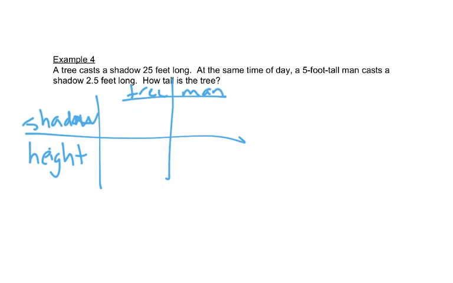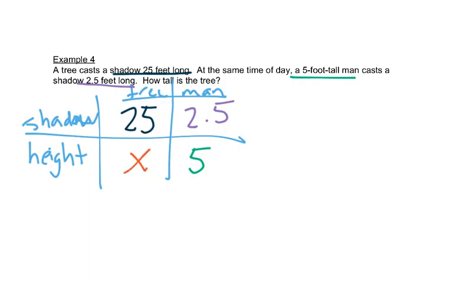So the first part tells us the tree casts a shadow of 25 feet long. So we want to put that under the tree and in the shadow spot. At the same time of day, a man is 5 feet tall. So that's his actual height. So that's going to go across from the height and under the man. And he casts a shadow that is 2.5 feet long. So that's a shadow for the man. So we want to put that here. And then it says, how tall is the tree? So that's the actual height of the tree. So that's where our x goes. And this little box helps us set it up.